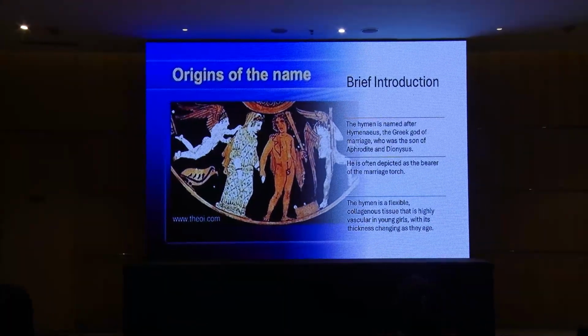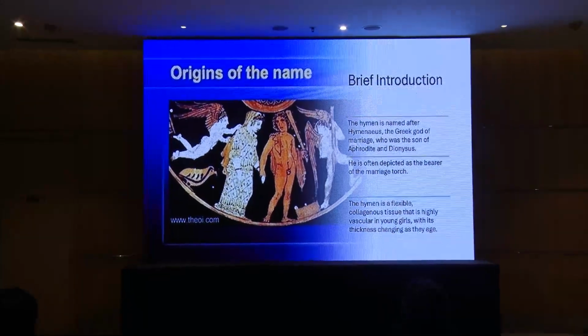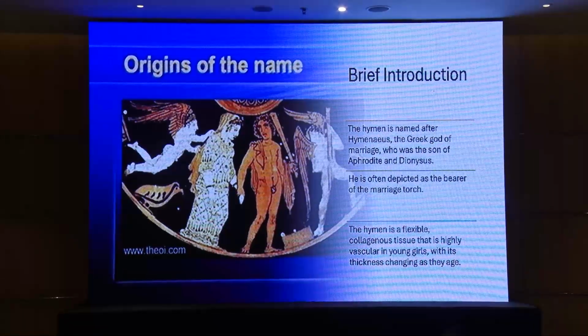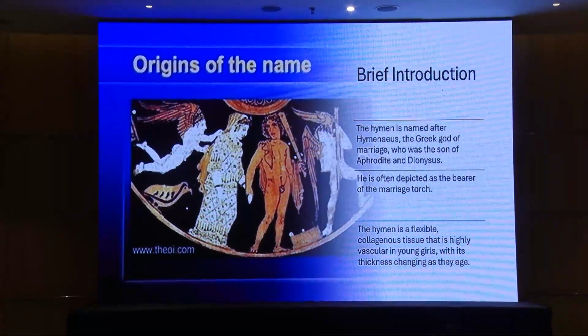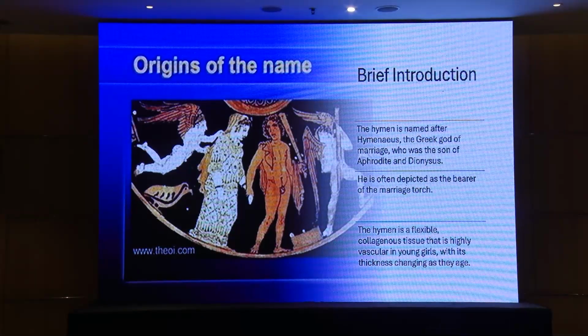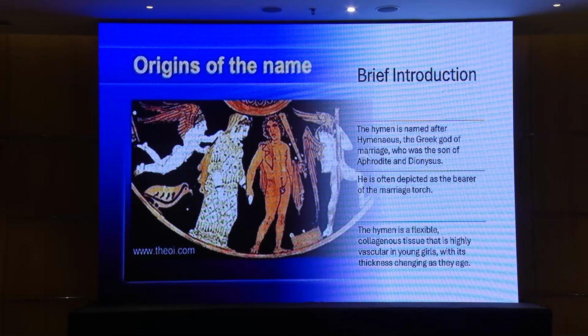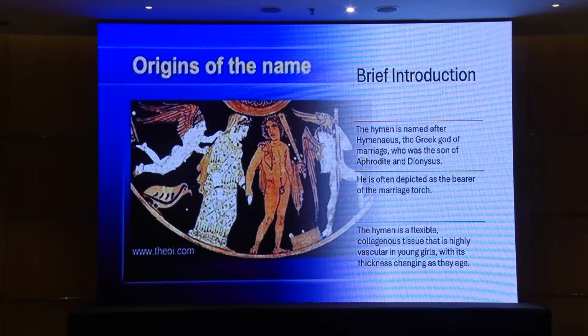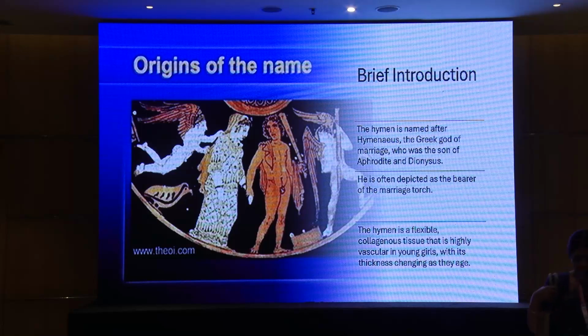Let me first go through the introduction, then I'll come back to where we are going. So what is the hymen? The name is based on the Greek god Hymenaeus, the Greek god of marriage. What is the role of Hymenaeus in this picture? Can you make out which is Hymenaeus? There is the bride and the groom. Who is protecting them? The front character with the wing is Hymenaeus. That is how the term hymen came into existence.